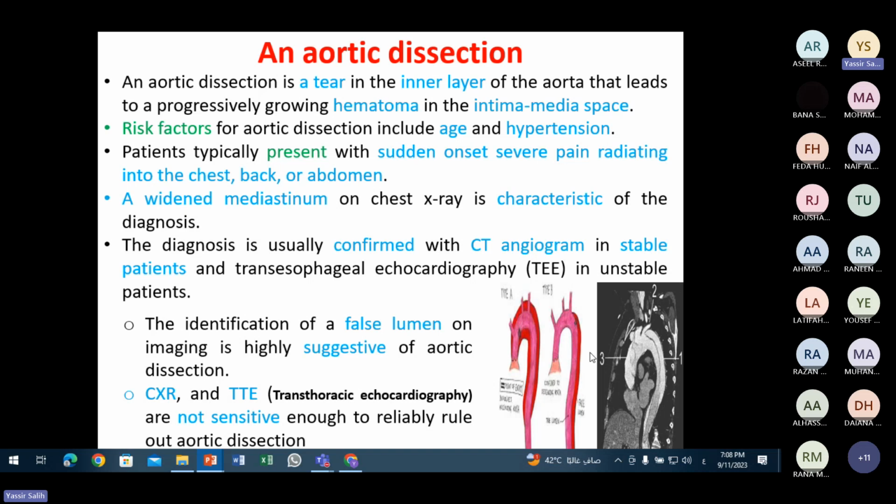If we do an axial CT, two lumens will appear. If you do it sagittal, you will find two lumens, with the flap separating the false and real lumen. There is a double lumen, but this is a symbol. This is the dissection, aortic dissection. Is it clear? Yes, thank you.